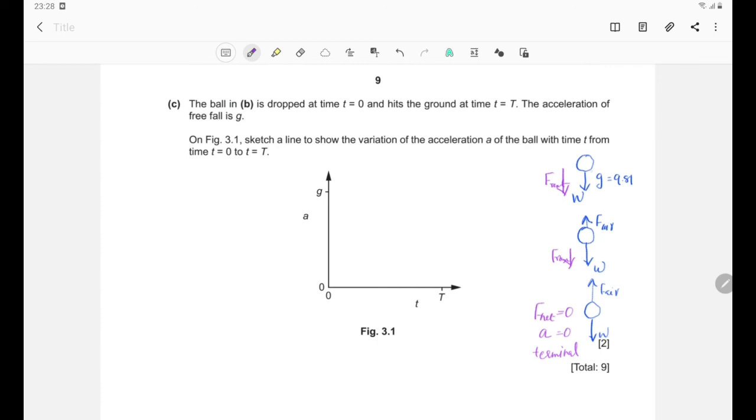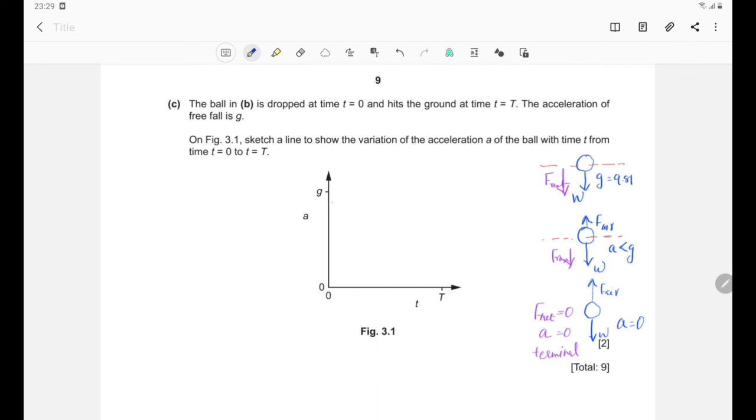At the initial position, it is 9.81, but when it is falling downwards, as the air resistance increases, the net force is less. So the acceleration will be something lesser than the g value of 9.81, and when it reaches terminal velocity, which is almost at the end of its journey, its acceleration will become 0. So you have to draw a graph to show this.